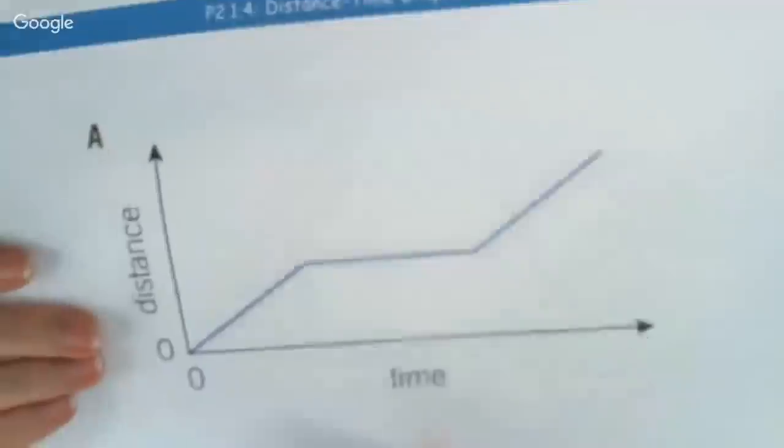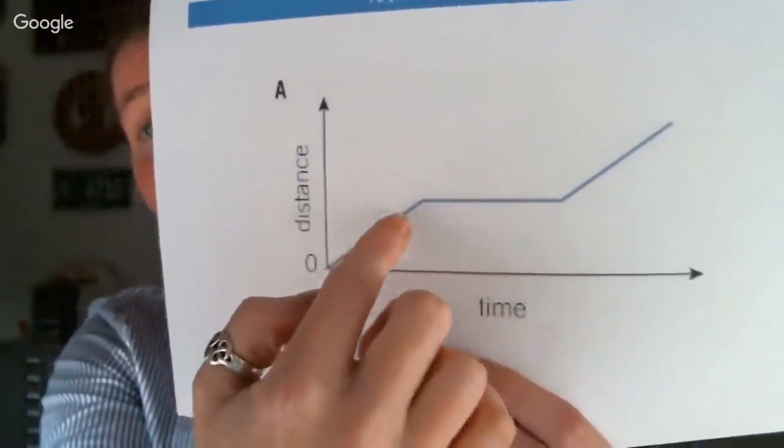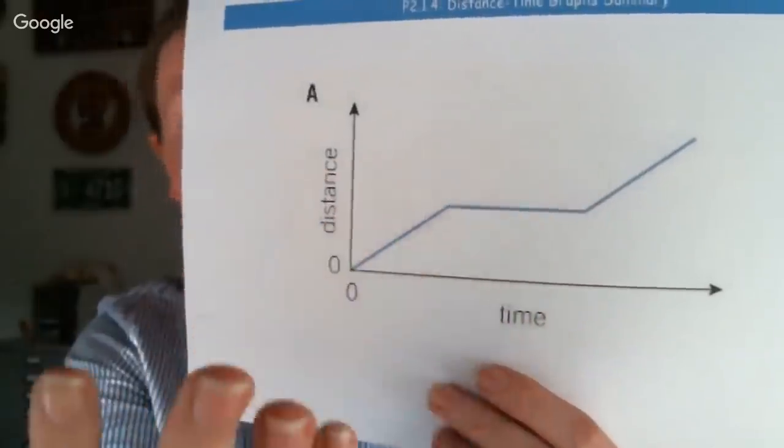So on this one, if we've got a horizontal line, then it means the object is stationary first of all. So you can see here we've got a horizontal line, so therefore the time is increasing, the distance stays the same. The object isn't going anywhere. If you've got a diagonal line, then the object is moving at a steady speed.